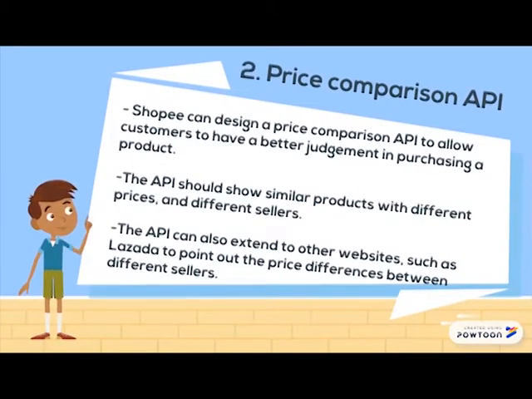Second, price comparison API. Shopee can design a price comparison API to allow customers to have a better judgment in purchasing a product. The API should show similar products with different prices and different sellers. It can also extend to other websites such as Lazada to point out the price difference between different sellers.